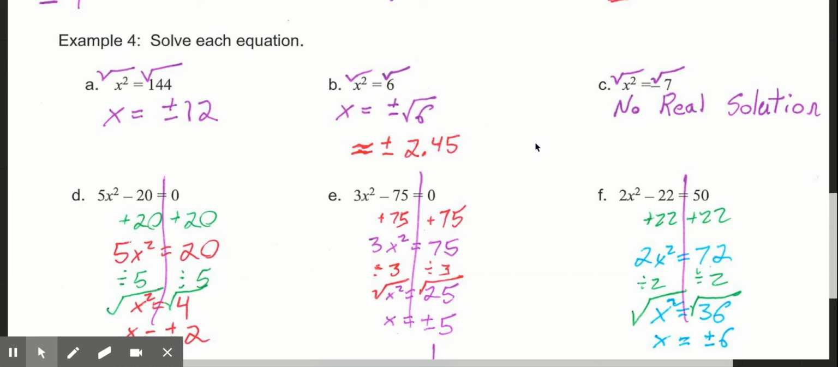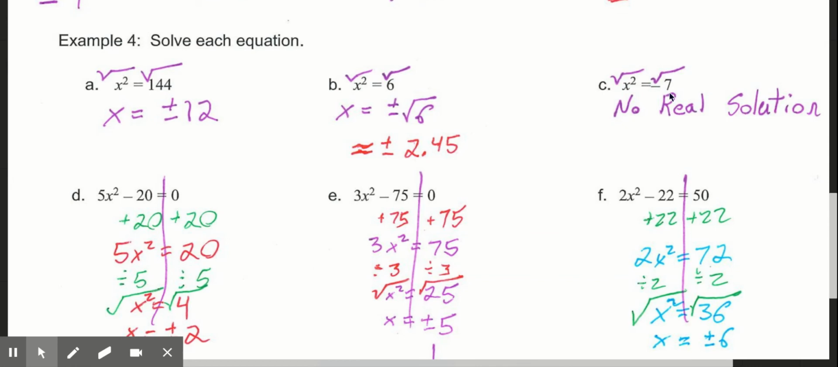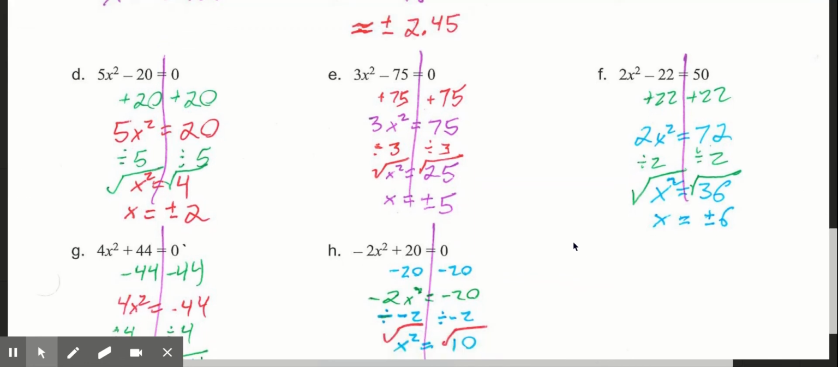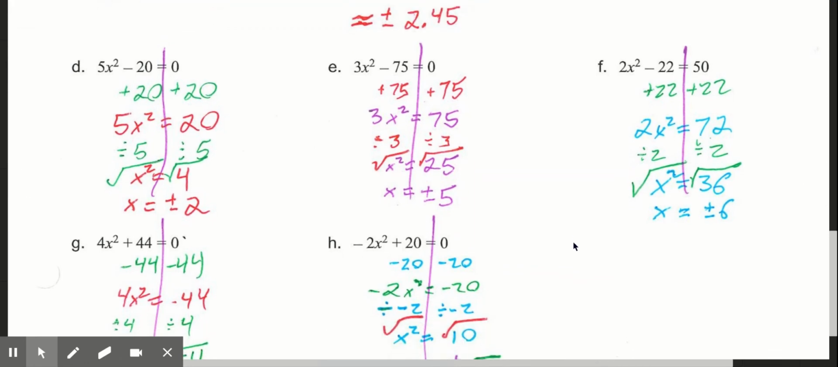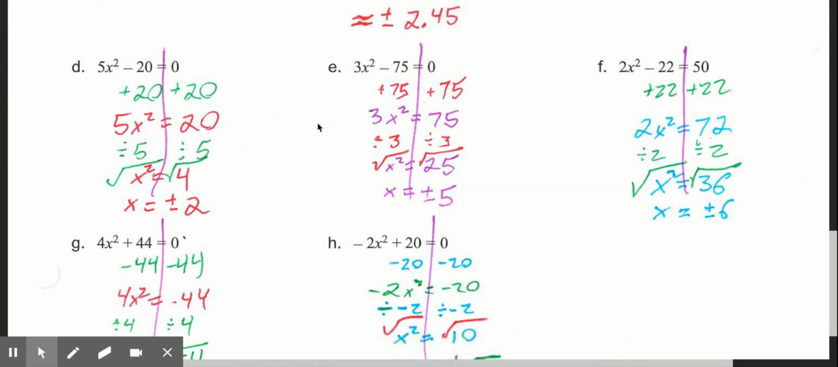And in C, x squared equals negative 7. So if we try to square root both sides, the negative 7 is inside the square root, meaning we have no real solutions because there's a negative inside the square root. Then our last few examples are our multi-step equations. So the way we need to solve these, we're going to work the order of operations backward.